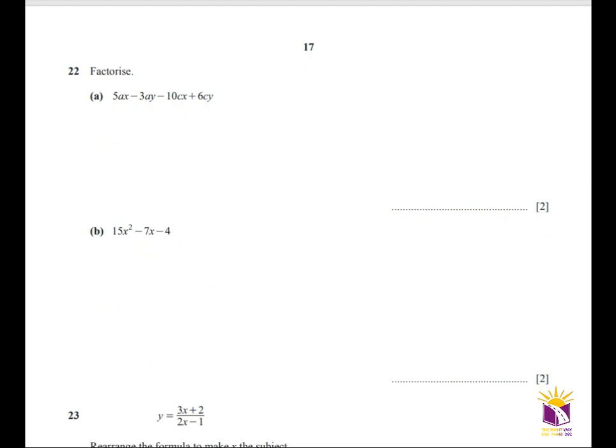Now we are going to factorize 5ax minus 3ay minus 10cx plus 6cy. By taking common from the first two, a is common, and the remaining ones are 5x minus 3y. From the second one, we are going to take common minus, and 10 and 6. So 2 fives are 10 and 2 threes are 6. So 2 is common and c is also common. So the remaining one is 5x, because 2 fives are 10, and x minus, because we have taken minus common, so plus will become minus, 3y, because 2 threes are 6.